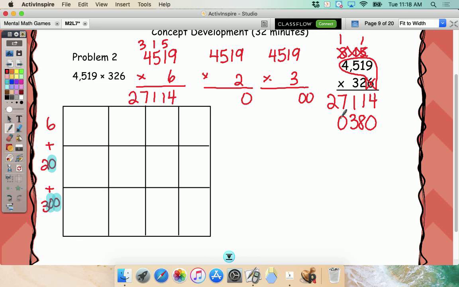And Aiden, what do I multiply now? 6 times 4. I think I'm on this 2. 2 times What's 2 times 4? 8. Plus 1 more. 9. Okay, let's all check it over here.